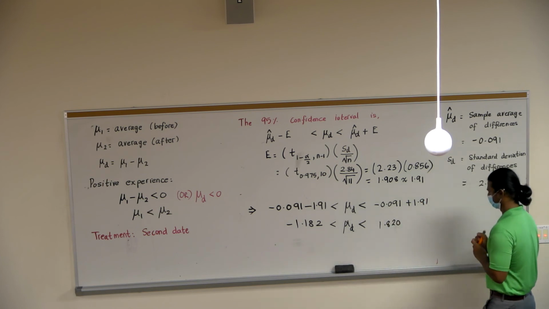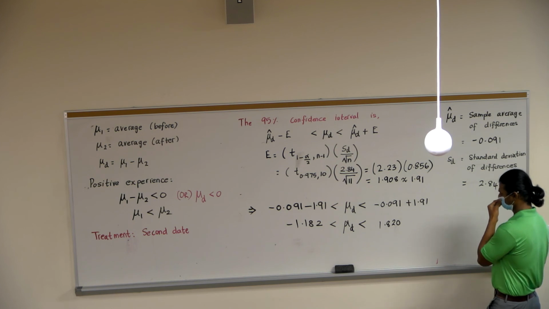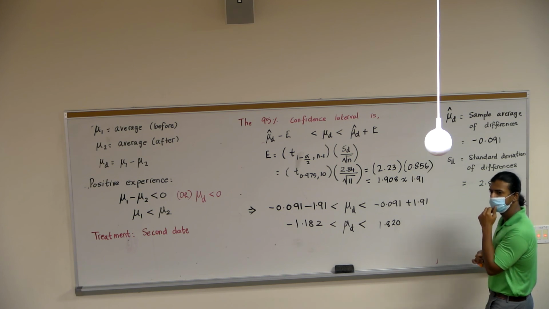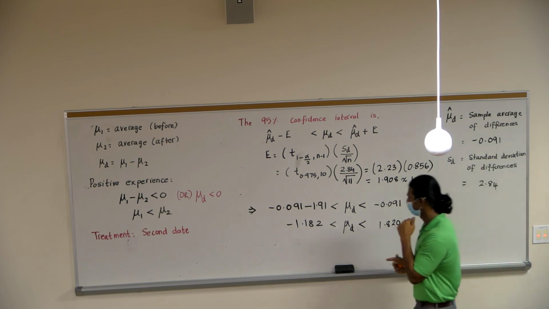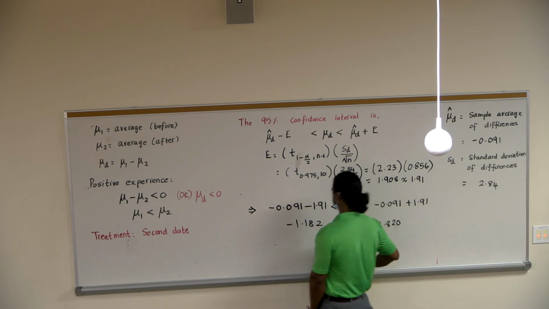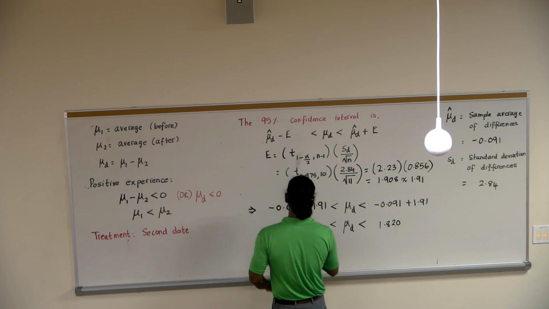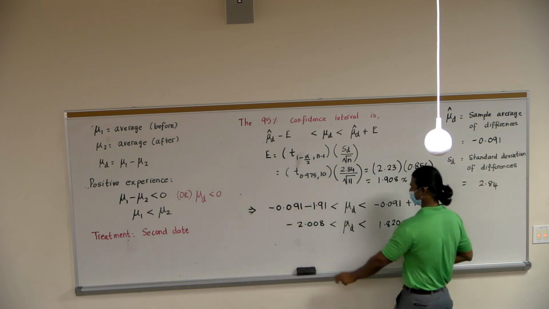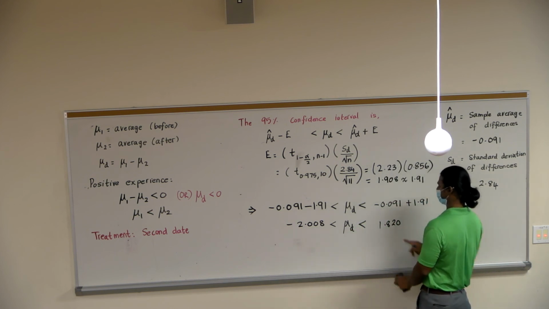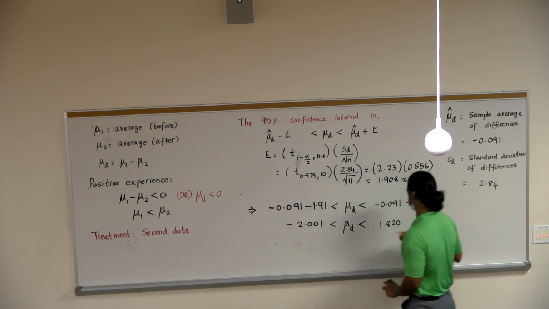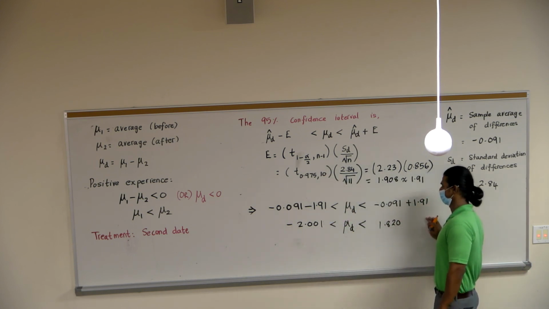Is that right? Close. Your first interval is correct, it's supposed to be negative 2.008. Yeah. And is that right? It's 001. For the first, yeah, it's 001. Okay.